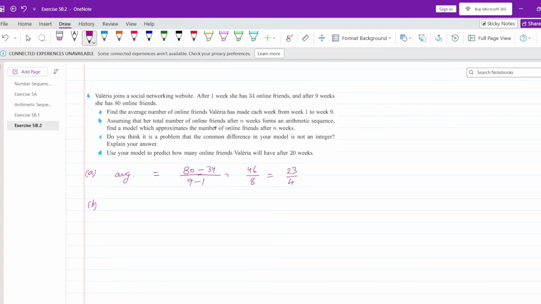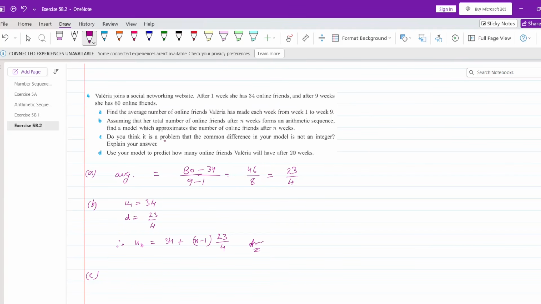Assuming that her total number of online friends after n weeks forms an arithmetic sequence, find a model which approximates the number of online friends after n weeks. So we know u1 equals 34 and the difference d equals 23 divided by 4. Therefore, un equals u1, that is 34, plus n minus 1 times d, that is 23 divided by 4. So this is the answer.